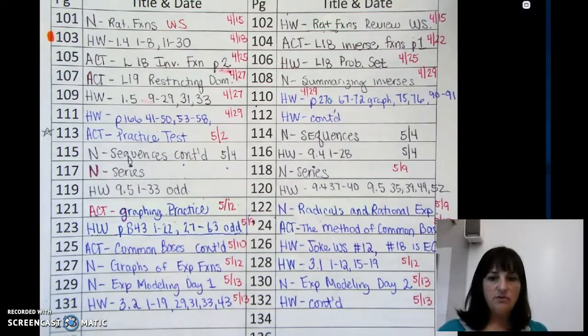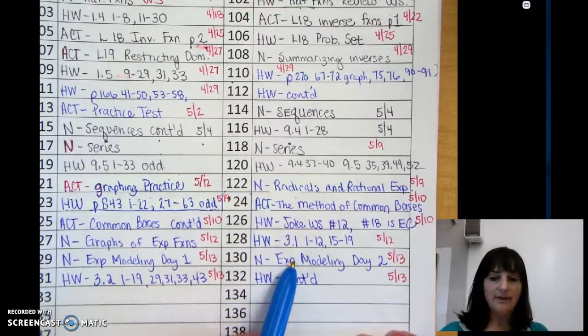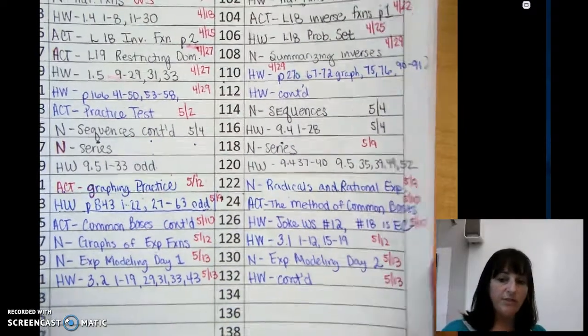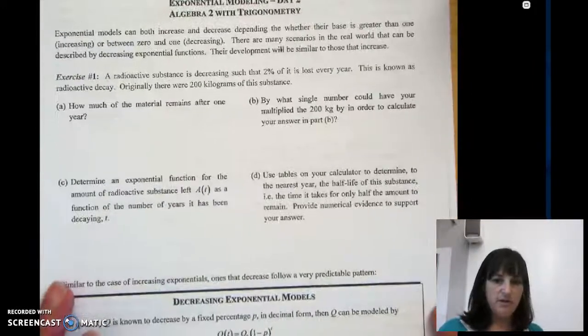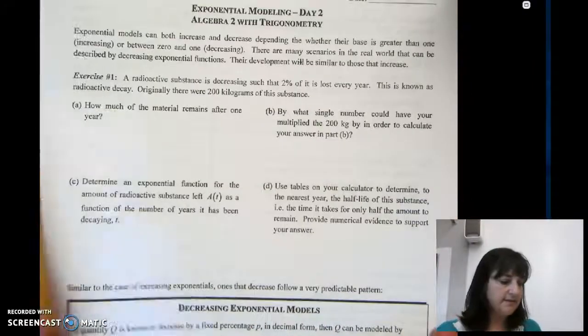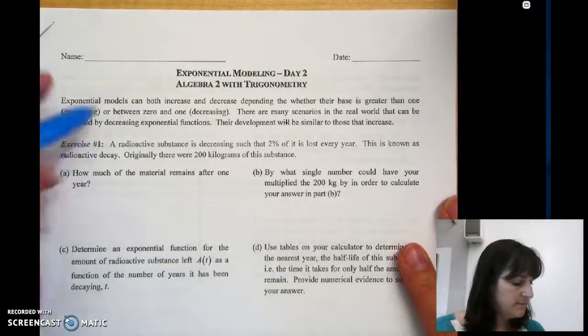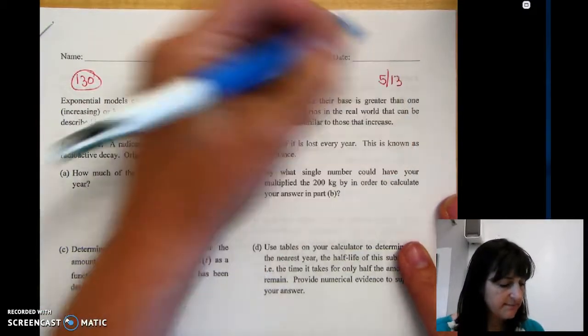Okay, we are going to do exponential modeling day 2 notes now. We just finished exponential modeling day 1 notes, which was about increasing exponential functions, so exponential growth. And this handout is going to be dealing with exponential decay. It goes on page 130 in your math notebook. So please make sure that you have the one that says decreasing exponential models. And it'll be on page 130. And today's date is 5/13.